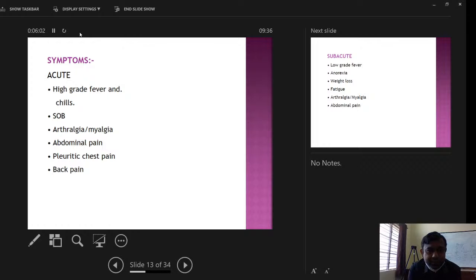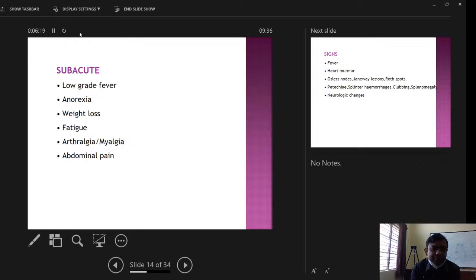And the symptoms. This is very important. The most common symptom is high grade fever. Fever with chills is one of the diagnostic features, along with shortness of breath, arthralgias, myalgias, abdominal pain, pleuritic chest pain, and back pain. And subacute symptoms are low grade fever, anorexia, weight loss, fatigue, arthralgia and myalgia, and abdominal pain.